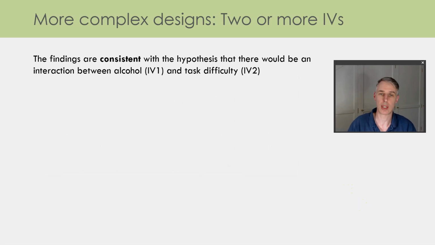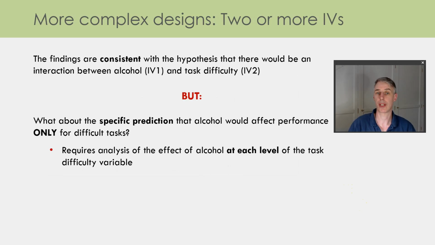So that significant interaction is, at one level, consistent with that hypothesis that there would be an interaction between alcohol and task difficulty. But again, that prediction was a little bit more specific. It was more precisely that alcohol would affect performance more so or only for difficult tasks, not for easy tasks. Now, the interaction in itself doesn't tell us that that was the pattern that was observed.